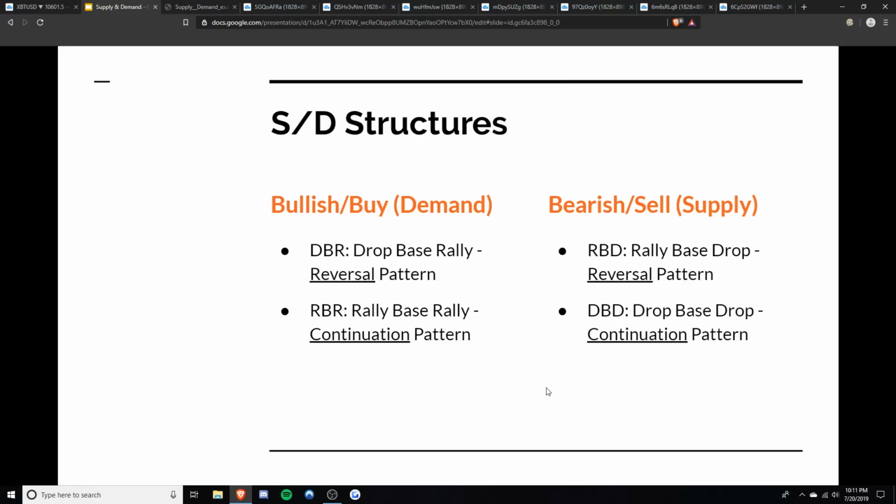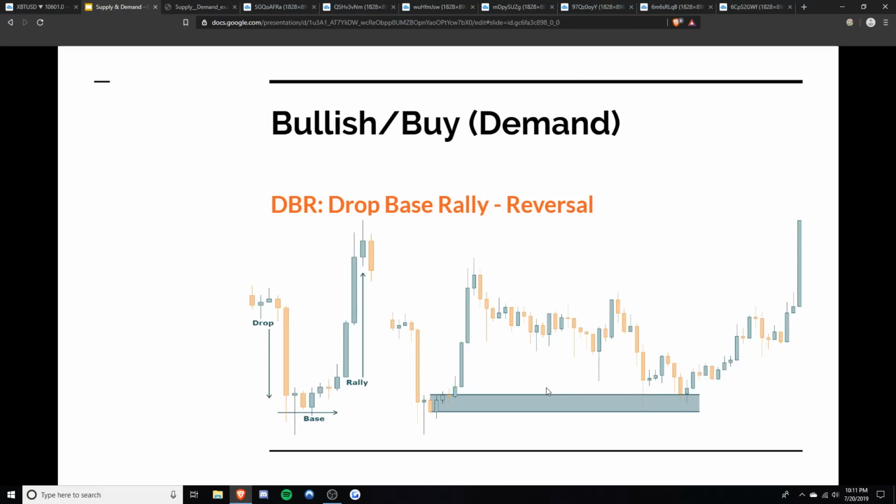So let's go ahead and take a look at the examples. So here's a bullish or a demand structure. It's the drop base rally, and it's a reversal. You can see we have a drop in price, a base, and a rally. It's the same structure right here. We have the drop, the base, and the rally. We marked out the highest close up here and the lowest close down here. And you can see once price retested it, it went higher. So if you would have bought in this demand zone, you would have had a nice trade.